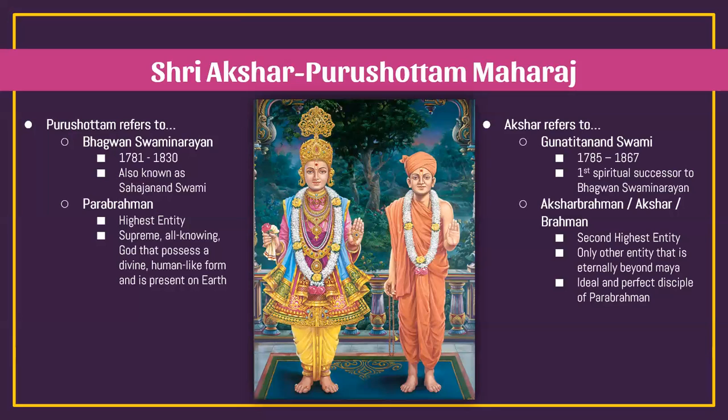Parabrahm and Aksharbrahman are the only two entities that transcend Maya, transcend the material world, that are forever eternally above Maya. And we'll learn more about this in the next episode. But very simply put, Aksharbrahman is the ideal and perfect disciple, ideal and perfect devotee, ideal and perfect servant of Parabrahman. He is the ideal bhakta, the exemplary disciple that all should follow to worship Parabrahman and understand Parabrahman's greatness. So this is Shri Akshar-Purushottam Maharaj, as you can see on the screen. Purushottam being Bhagavan Swaminarayan, and Akshar being Gunatit Swami.